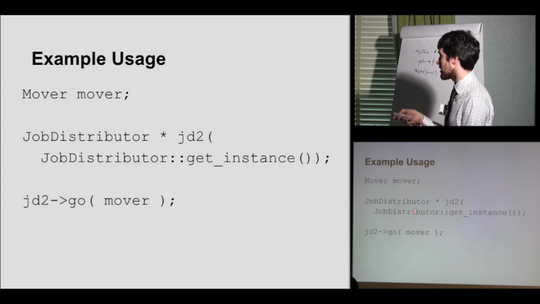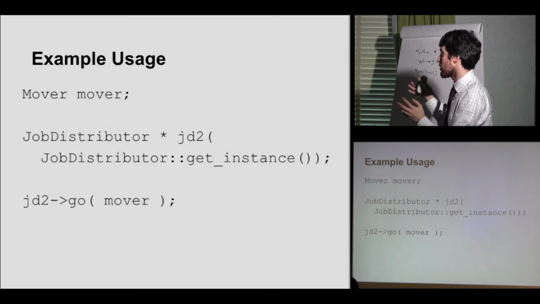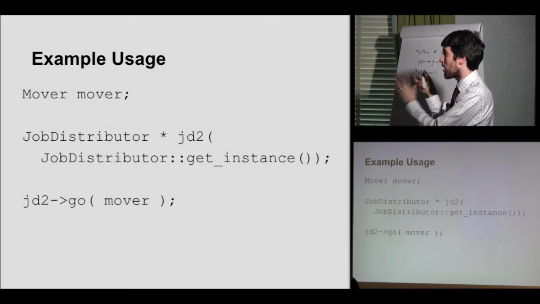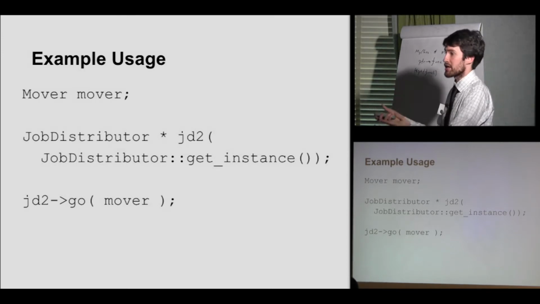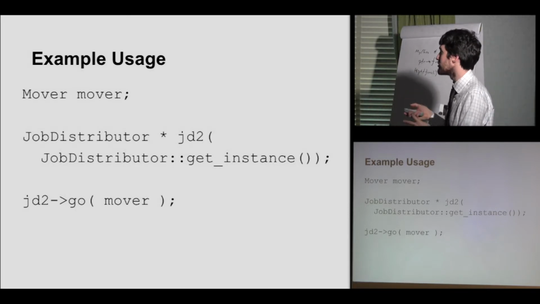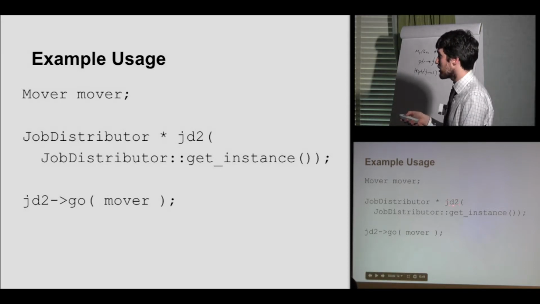The reason it's done this sort of convoluted way is that there really is only one job distributor throughout all of Rosetta. So it's created when it's necessary for the first time of getInstance, and then every other getInstance call will give you the same object back. So there's sort of global data of one job distributor, and you can get access to it. If you call this JD2, this is now a pointer to an instance of the job distributor.